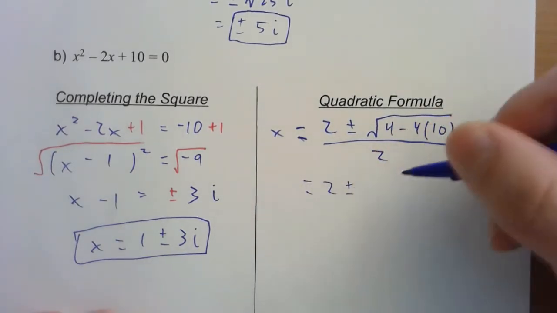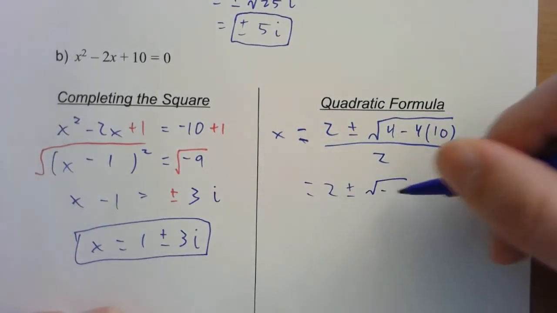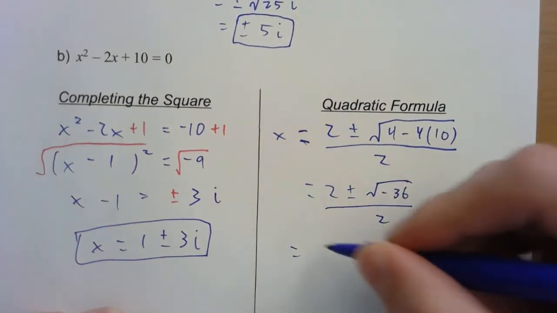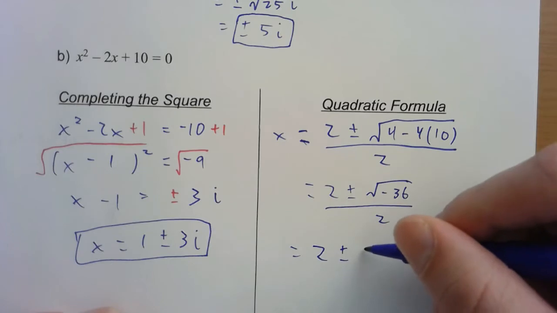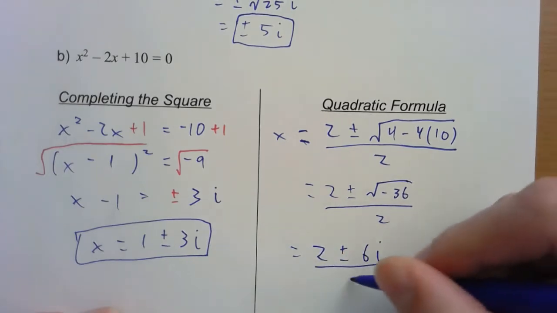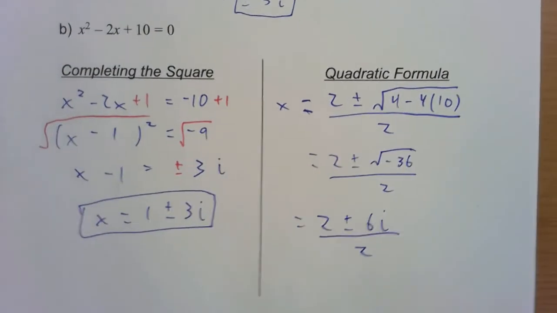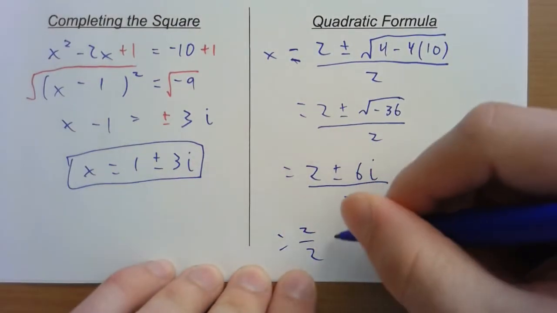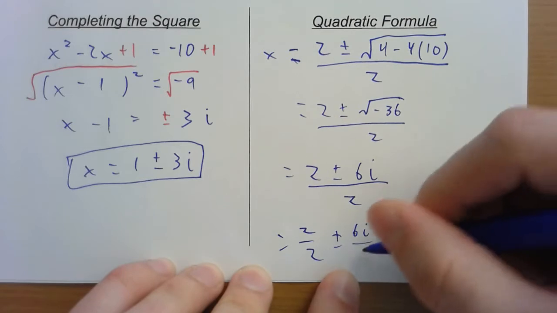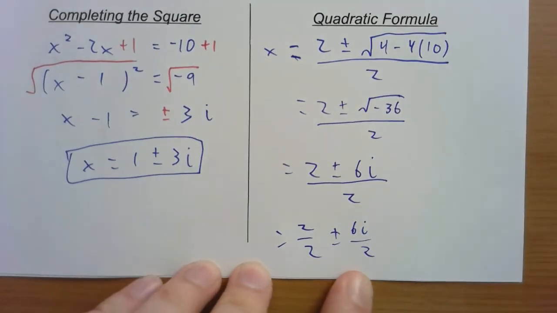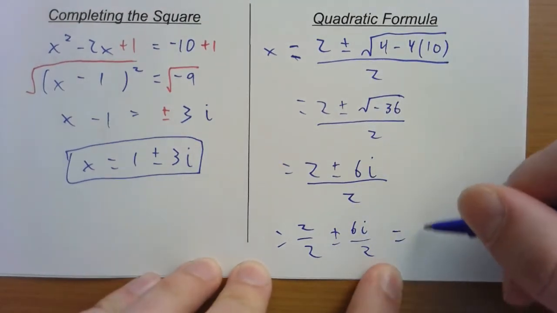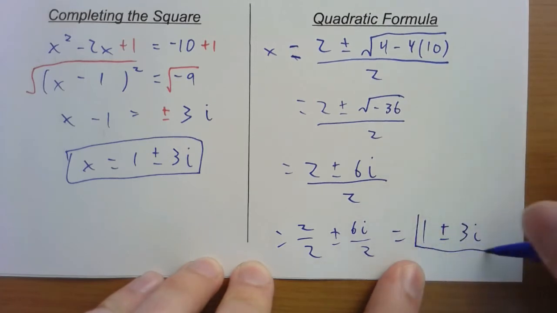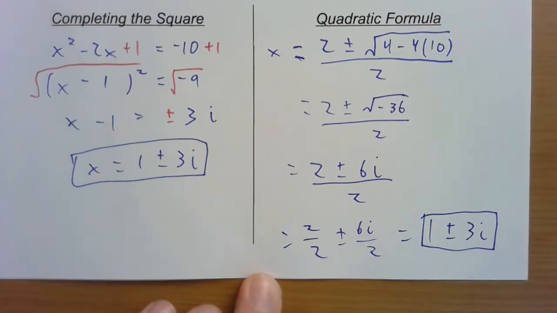So 2 plus or minus the square root of negative 36, all over 2. 2 plus or minus 6i, all over 2. And then make sure you realize you've got that distributive property of division, right? That's 2 over 2 plus or minus 6i over 2. Both of them have to be divided by the 2. And so 1 plus or minus 3i. Same answer, because math works.